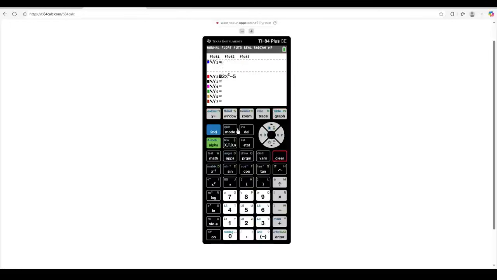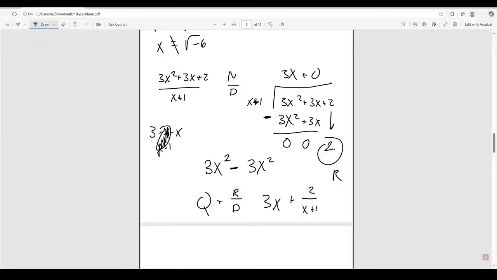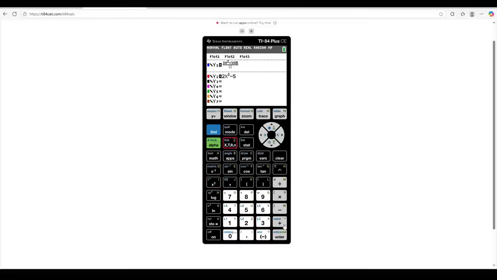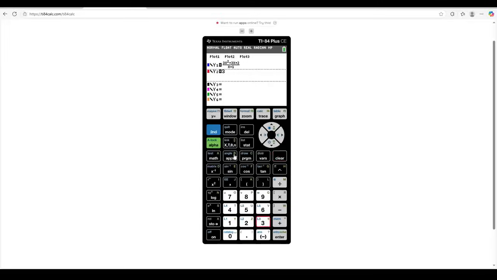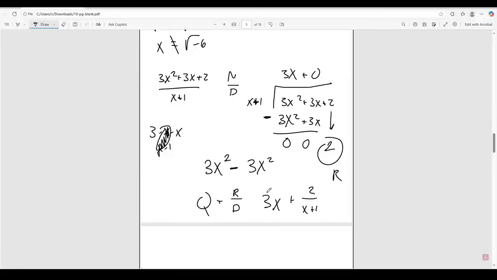You can go into y equals and you can graph both functions. So here we can graph 3x squared plus 3x plus 2 divided by x plus 1, and then we can graph our second function here, which is 3x plus 2 over x plus 1. And if we hit graph, we see here how the two lines go over one another, they overlap. They have the same values, which means that this is the correct answer, and I did my math correctly. Good for me.